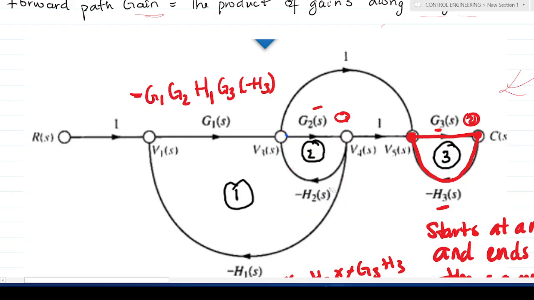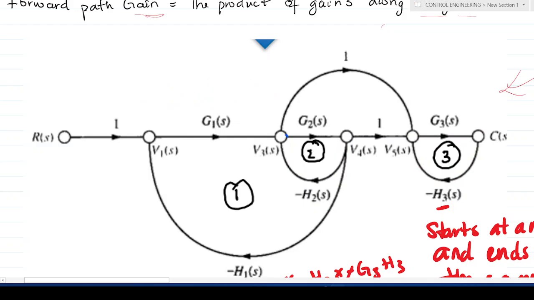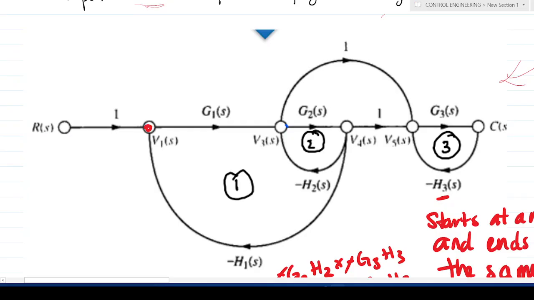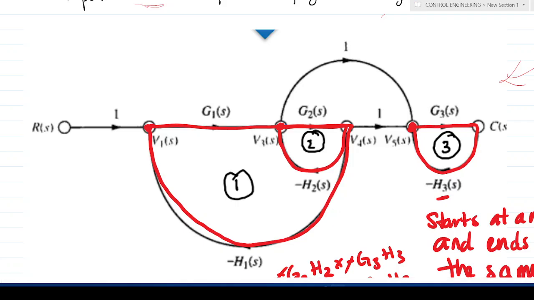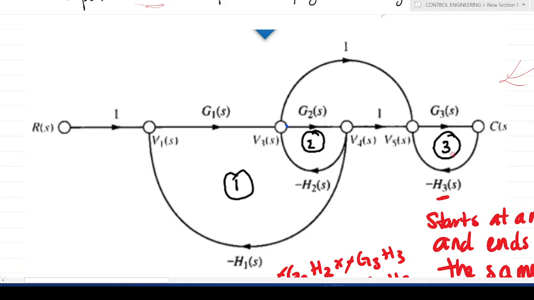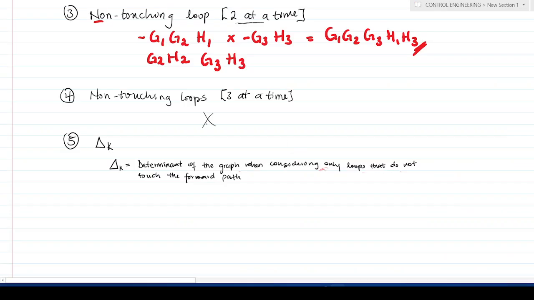Now, the third thing we're supposed to find is three non-touching loops. So let's see if we can find that. Let's start from here. This is one loop. This is another loop, but they are touching, and this is a third loop. You can see that we can only find two non-touching loops, but we are not able to find three non-touching loops. Therefore, there are no three non-touching loops for this particular example. So we're not going to have anything here.